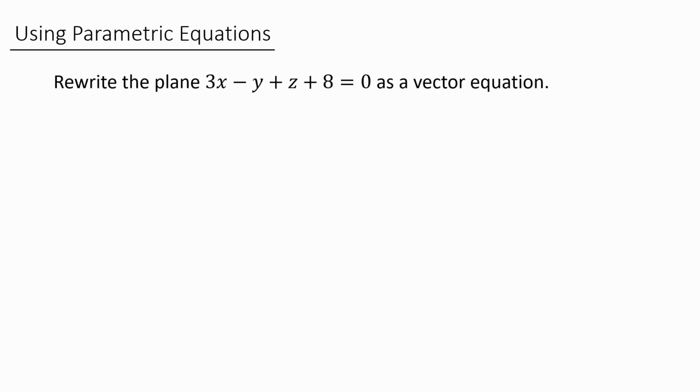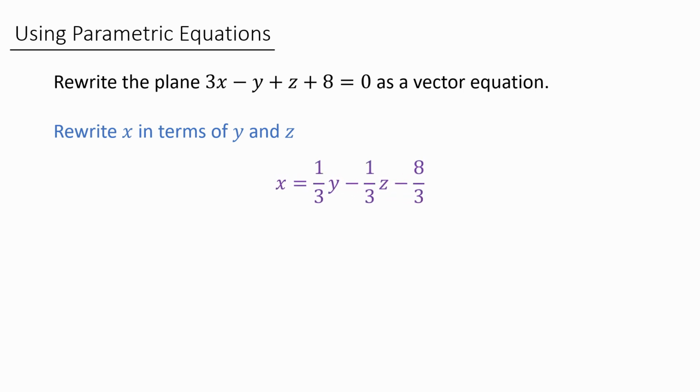So our first step is to pick a variable to isolate. Here we'll pick x. Isolating x gives the equation x equals 1/3 y minus 1/3 z minus 8/3. Now, we're going to turn our other two variables, y and z, into parameters. The way we do this is by letting y equal some parameter s and z equal some parameter t. Now we sub these parameters into our equation for y and z.